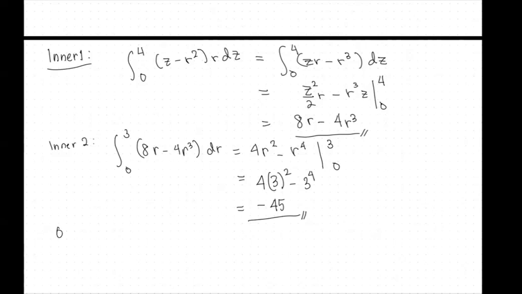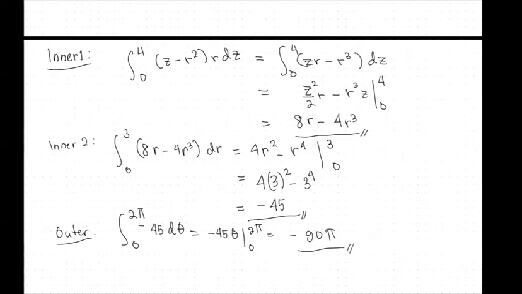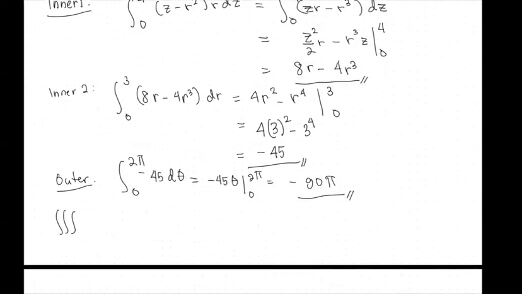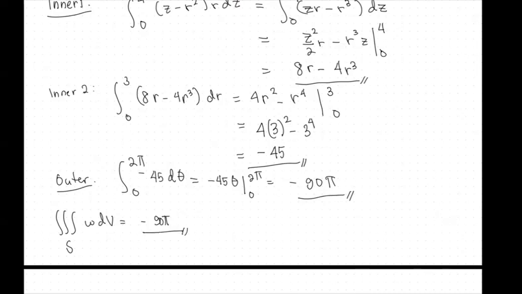And then for the outer integral, you get 0 to 2 pi of negative 45. Then you get negative 45 theta, and then 0 to 2 pi. You get negative 45 times 2, which is 90. So this is your integral over S of w dV, which is negative 90 pi.